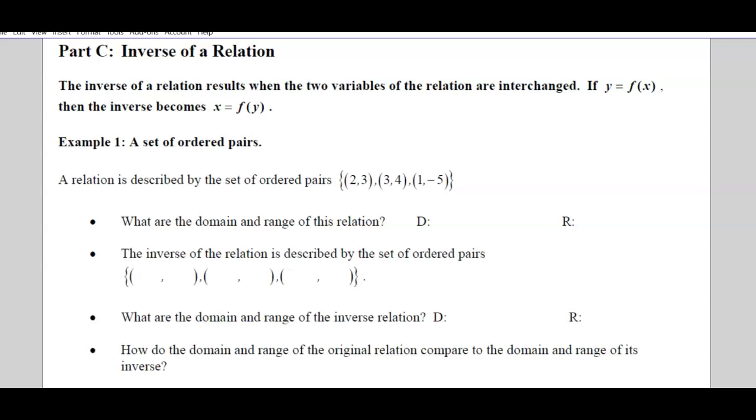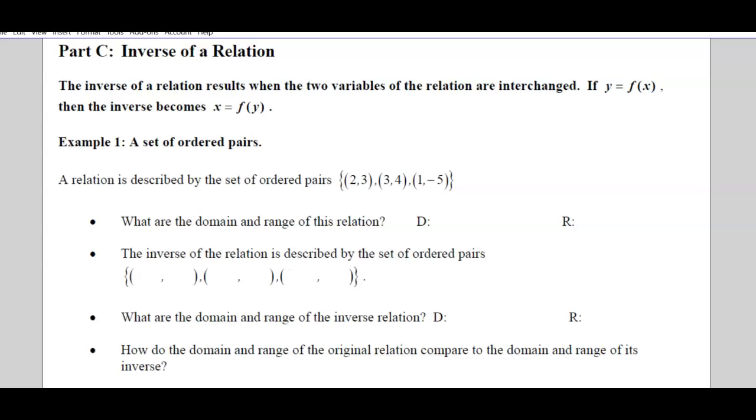Then in Math 20, we talked about inverses. In normal 20-1, we don't talk much about inverses except maybe with sets of ordered pairs, and you don't get into the equations necessarily. We did, so this will be kind of review for you. And obviously it's going to be on the diploma exam as well. The inverse of a relation results when two variables are interchanged. So you start with y equals f of x, then the inverse is x equals f of y. Interchange x and y. For a set of ordered pairs, switch them around.